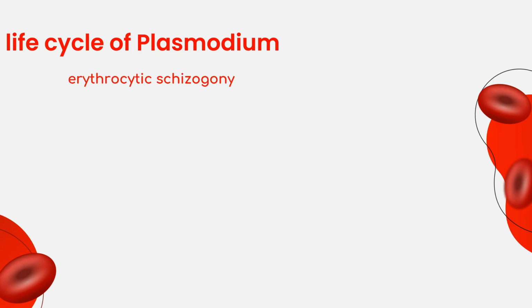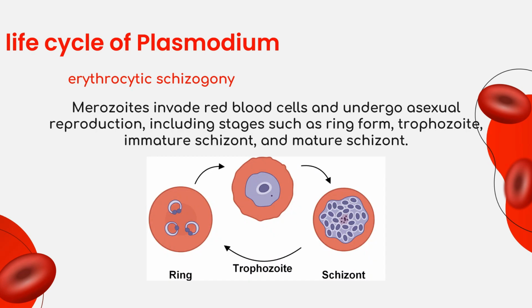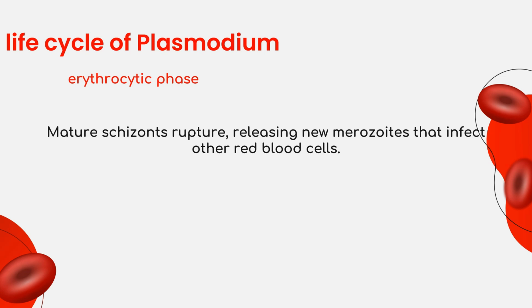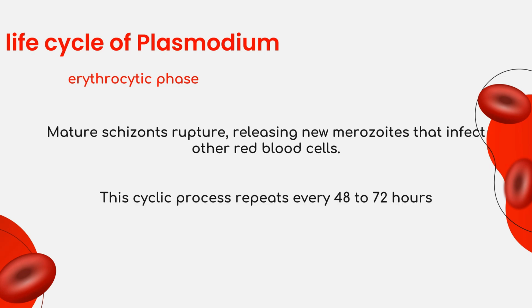Once inside the RBCs, the merozoites start another round of asexual reproduction called erythrocytic schizogony. They go through different developmental stages, such as ring form, trophozoite, immature schizont, and mature schizont. The mature schizont contains many merozoites that break out of the RBC and infect other RBCs. This cycle repeats itself every 48 to 72 hours, depending on the species of Plasmodium.